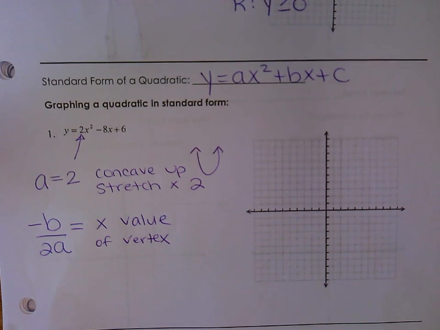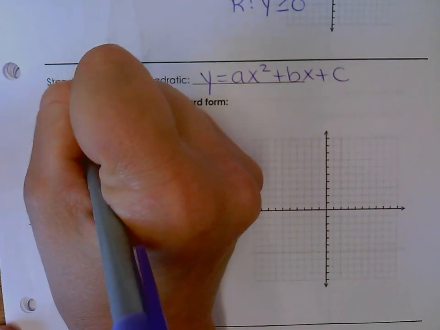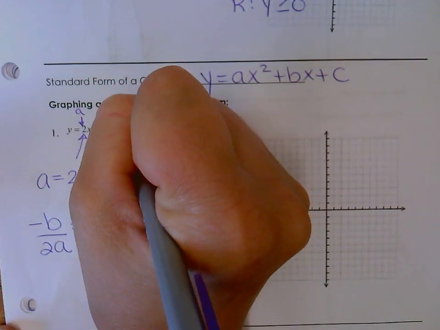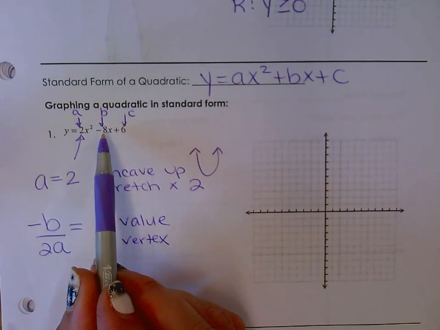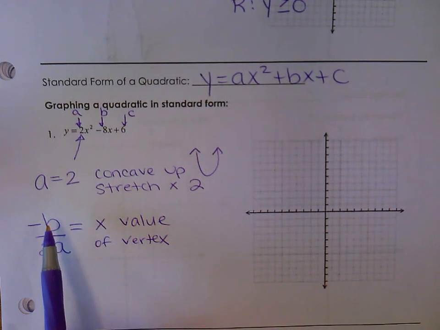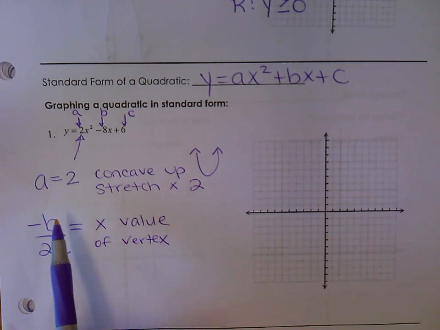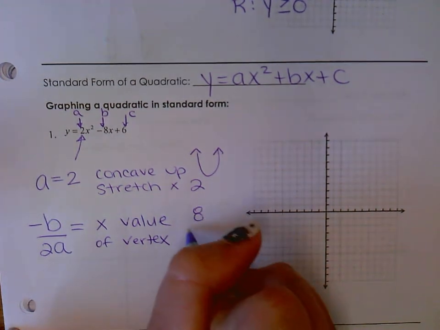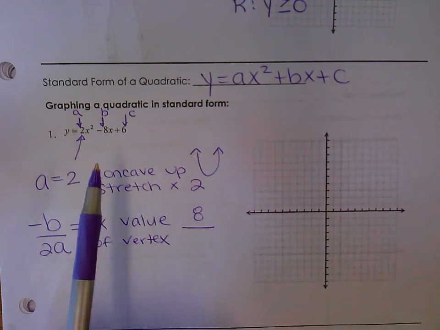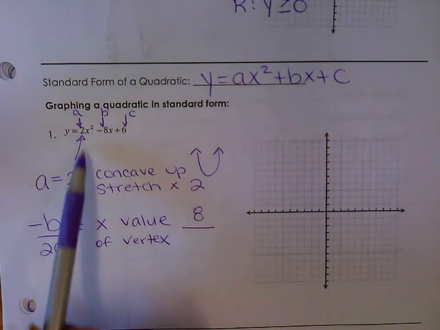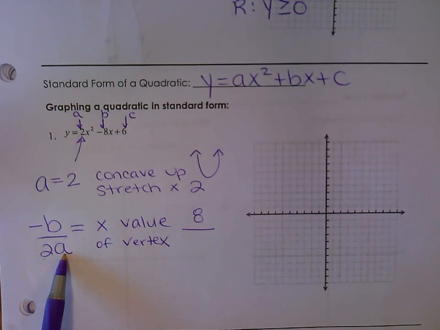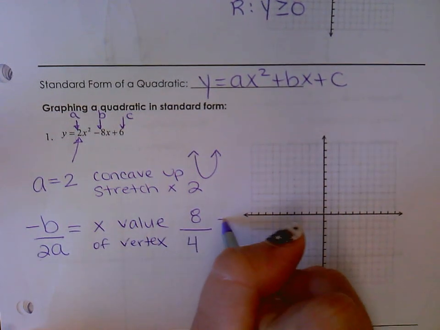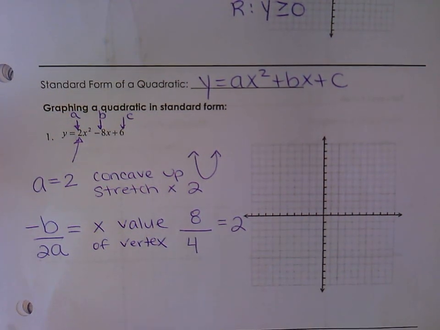All right, so from this equation, what is the B value? So this is A, this is B, and this is C. So I'm looking up here, A, B, and C. B is negative 8. They want me to do negative B. So what's negative 8? Positive 8 over, now I have to take 2 and multiply by A. A already is 2. So what's 2 times 2? 4. So the x value of my vertex is equal to 2.